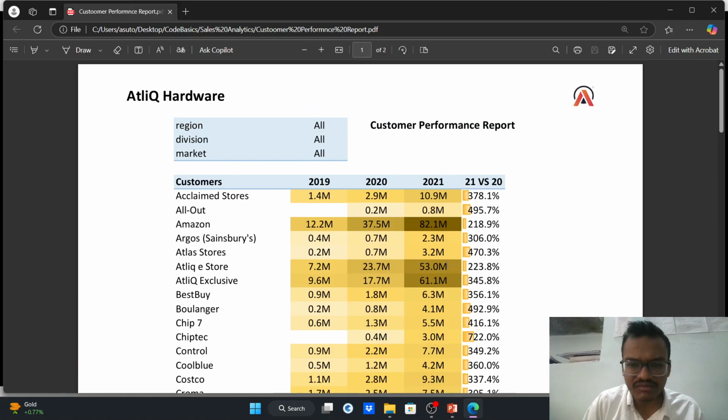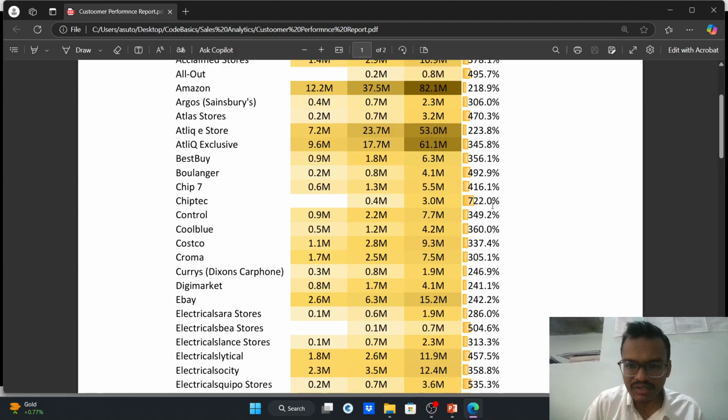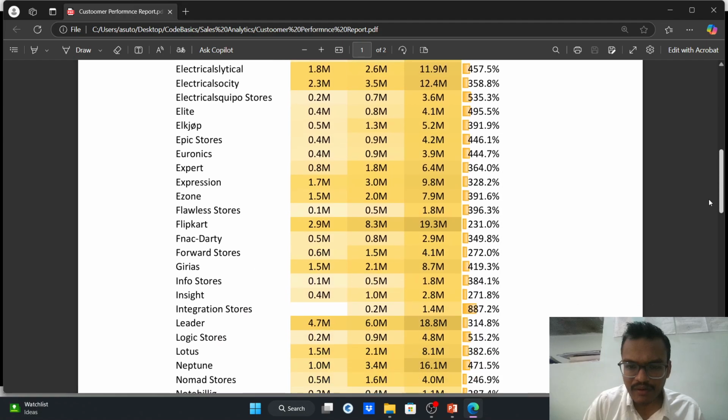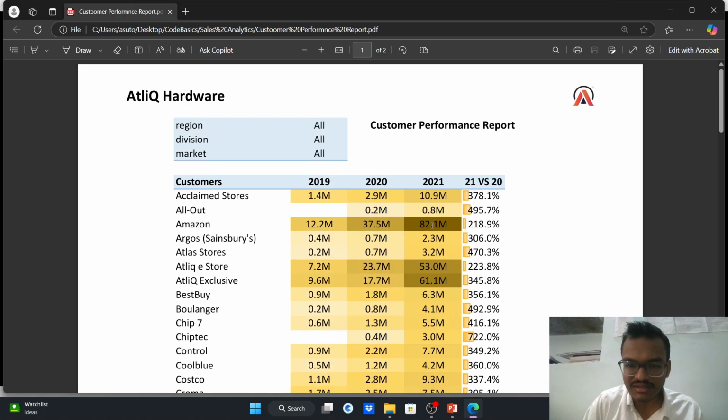And I have used conditional formatting in order to highlight the highest performing and less performing. Here you can see these are the bars. Here it is having the highest performance 722. Okay, here it is darker. This side is darker, so this is done using conditional formatting. Therefore, it is showing 19.3 million. This is a bit more darker as compared to that. Amazon is having the sales of 82.1 million in 2021.